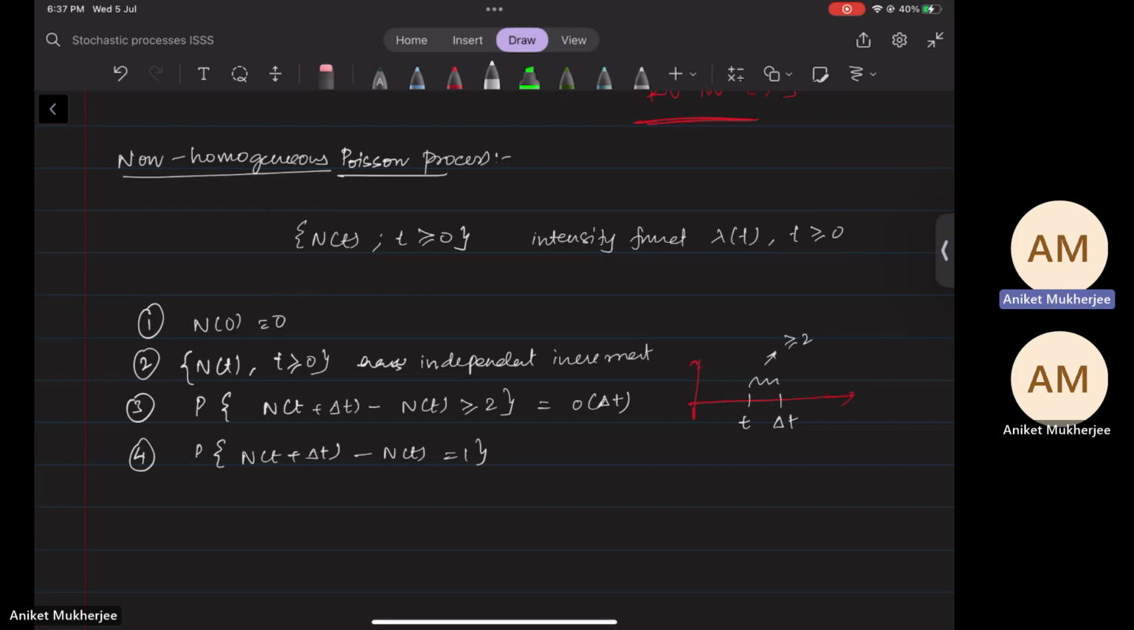And the fourth point is the probability that N(t + Δt) − N(t), so only one event happens in this interval. The probability that only one event happens in this interval is λ(t), now the intensity function is a function of t, times Δt plus o(Δt).